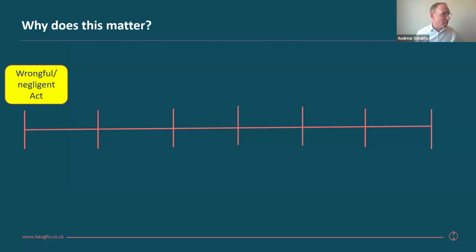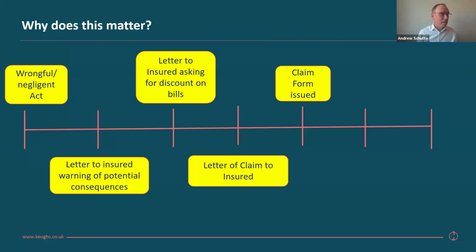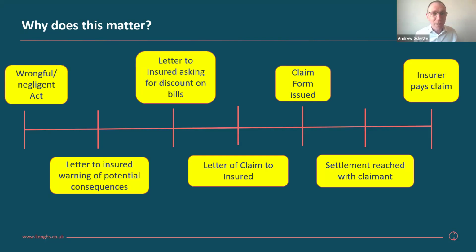I can also illustrate the point with a timeline. In fact, it's probably easier to do that. So here we have the life cycle of a claim. Bad thing happens, the wrongful act, the negligent act, at the beginning. Then there is a letter to the insured warning of potential consequences. At least it's a communication. So we've got that covered if it's an assertion of a right. Then you have a letter to the insured asking for a discount on the bills, which is definitely an assertion of a right, provided that it's tying back to the wrongful act, the negligent act. You did a bad thing, so I don't have to pay you.